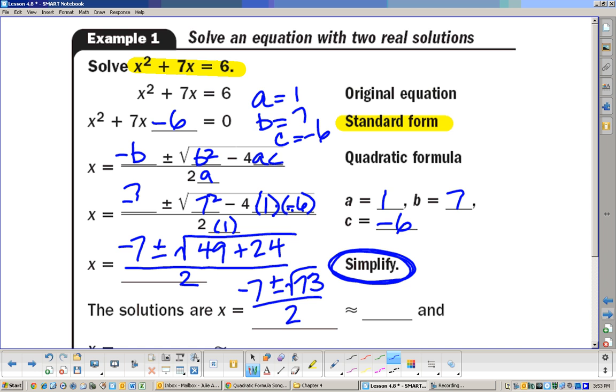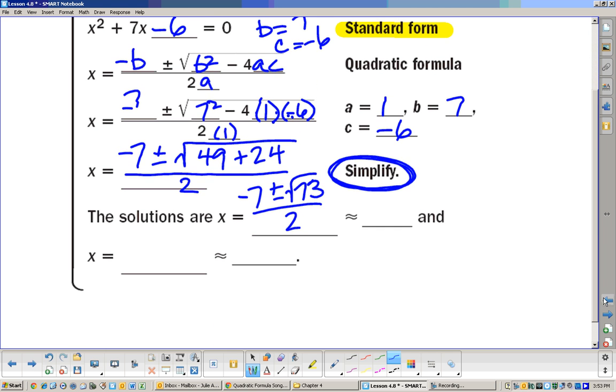But if we actually want some kind of number solutions, you can type this into your calculator by saying negative 7 plus the square root of 73 over 2 and negative 7 minus the square root of 73 over 2. If you do plus the square root of 73, you're going to get about 0.77. Type it into your calculator, make sure it works. Use the pause button if you have to. And if you do negative 7 minus the square root of 73 over 2, you're going to get negative 7.7. It's really important that you pause right now and make sure you type that into your calculator and it works.